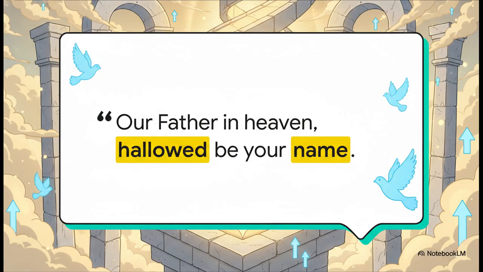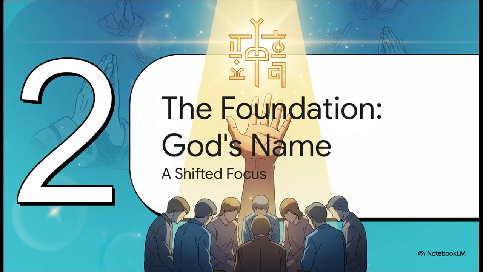In Matthew chapter 6, verse 9, Jesus lays the foundation for the entire structure. He says, "Our Father in heaven, hallowed be your name." Just notice where he starts. It's not with our needs, not with our wants, but with a powerful declaration about who God is. So that leads us right to the foundation of this entire prayer structure, God's name. This first part of the blueprint, Lesson 1, is all about making a fundamental shift in our focus, moving the spotlight off of ourselves and our problems and putting it squarely onto God and His greatness.